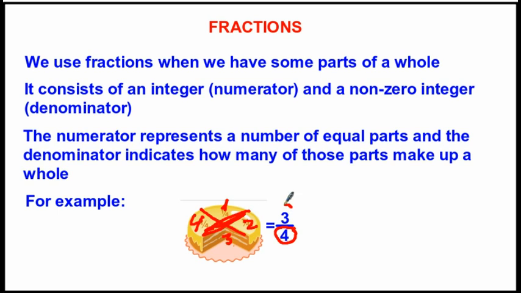And here the numerator indicates how many parts are taken. In that case, there are 3 parts taken, and there is 1 left. So 3 fourths is the fraction. It's called 3/4, and it represents that we take 3 from 4 parts.